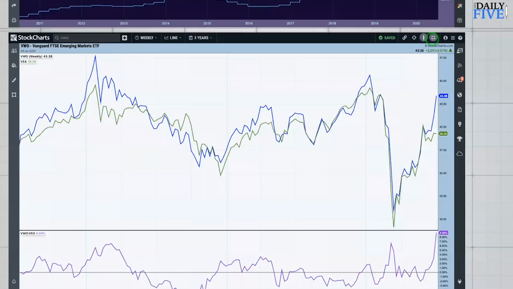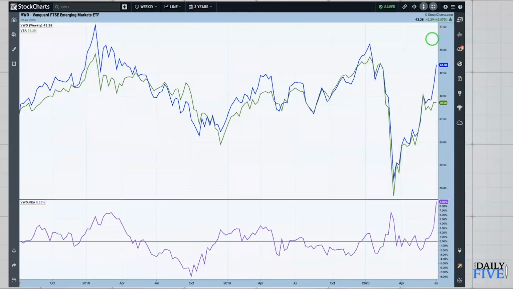Now, one other thing that I'm watching, to go outside of just the S&P 500 and the US, is an interesting chart. This is VWO, which is the Vanguard Emerging Markets ETF, and VEA, which is the developed world.